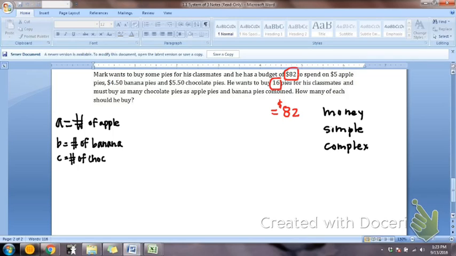Okay, so if 82, what are some other money things that I know? $5 for what? And do we know how many apple pies we bought? What did we call that? What do we let that be? A? Just a variable A. So we're going to have 5A plus another money was 4.50B, so 4.5, you don't need the zero, B, plus 5.5C. Okay, so there's my money equation. So up in my problem, I'm going to mark this out because I've already dealt with this.